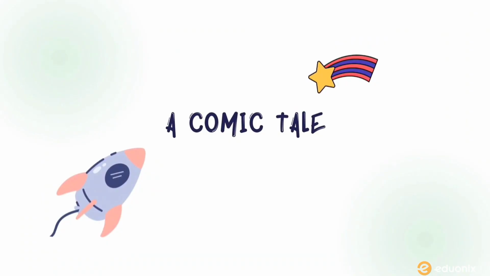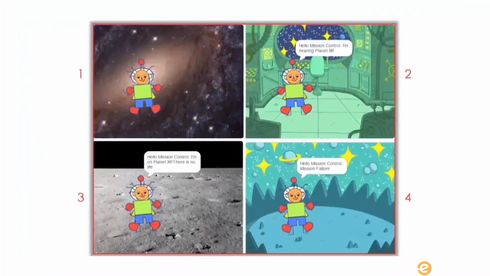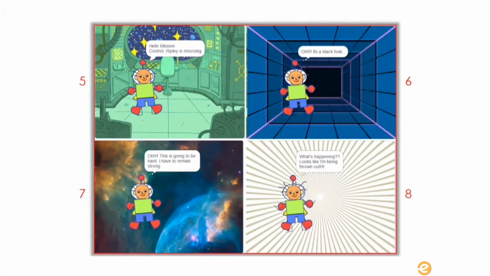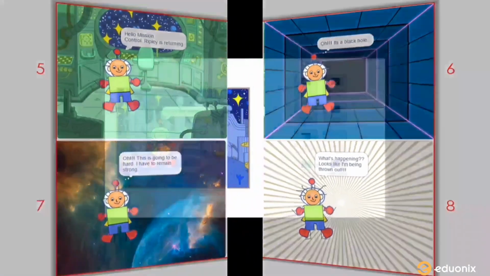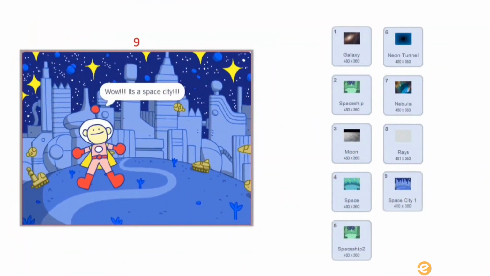Let's create a comic tale using what we learnt until now. The story is as follows. Ripley goes on a space mission to a distant planet on her spaceship. She finds that there is no life on the planet. She returns in her spaceship. On her way back she falls through a black hole, and emerges out of the other end of the wormhole, to a space city built by aliens. After the last backdrop the story ends.